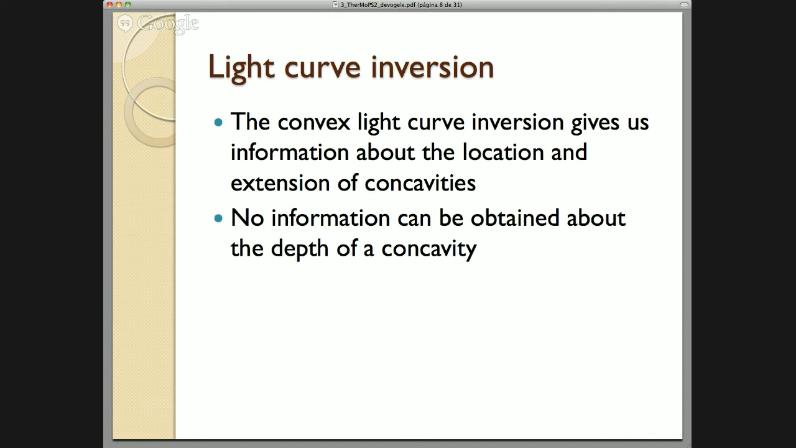So maybe light curve inversion can give us information about the locations and the extension of concavities, but no information can be obtained about their depth. We only know their location.